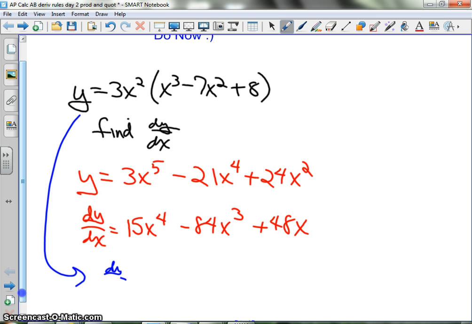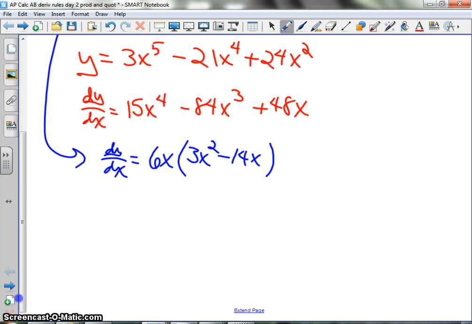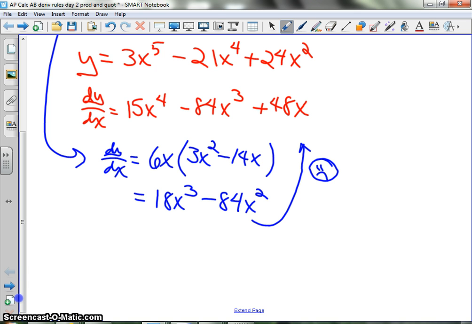So let's try that. And if I try that, I get dy dx equal to, let's see, the derivative of 3x squared is 6x. And the derivative of x cubed minus 7x squared plus 8 is going to give me 3x squared minus 14x plus 0 because of the constant 8. And when I simplify that, clean it up a little bit, I get 18x cubed minus 84x squared. Oh dear. Not what we got the first time.